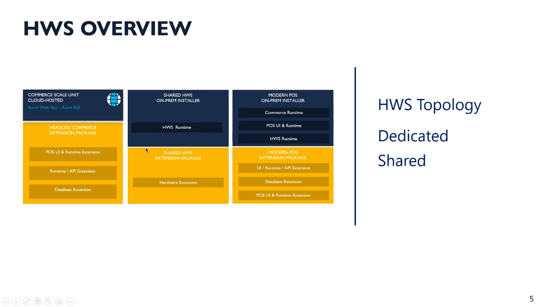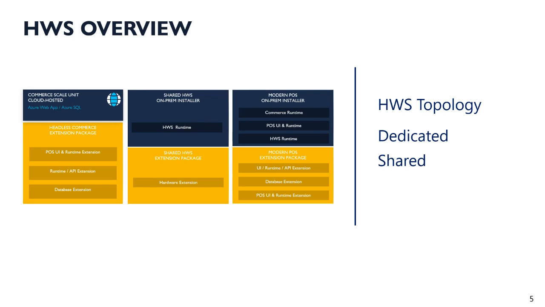Basically, this is like an installer. You take it and install it on any server to which your cloud point of sale can connect. So you install this on a separate machine or within your point of sale device machine. And then from the cloud point of sale, you can connect to this shared hardware station installer, and then you can communicate with the peripheral.